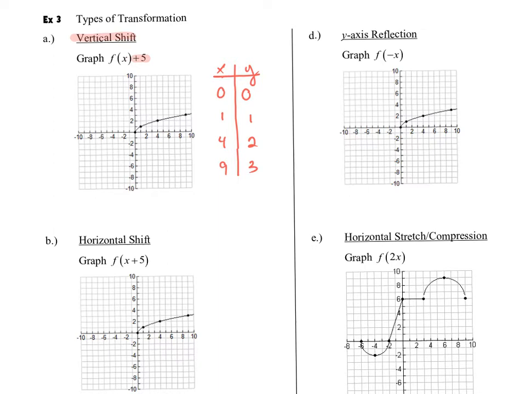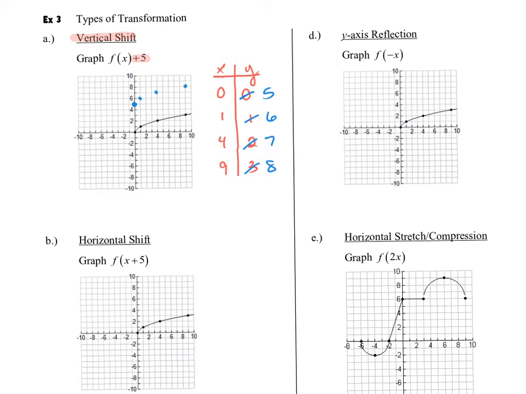So instead of a 0, I'm going to add a 5 to that, and it's going to become 5. I'm going to add a 5 to my 1, it's going to become 6. Add a 5 to my 2, it's going to become a 7. Add a 5 to my 3, it's going to become an 8. And that creates my new set of points. So I have the point 0, 5. I have now the point 1, 6. I have the point 4, 7. And I have the point 9, 8.